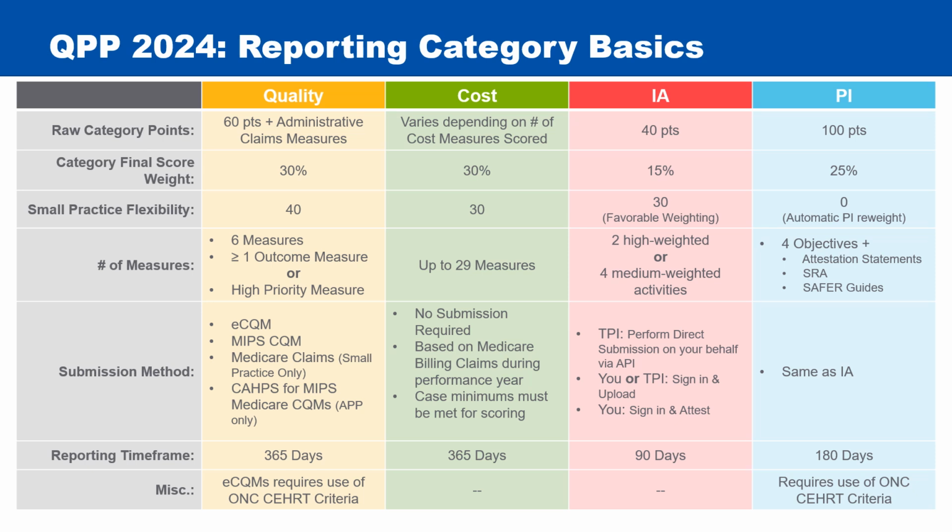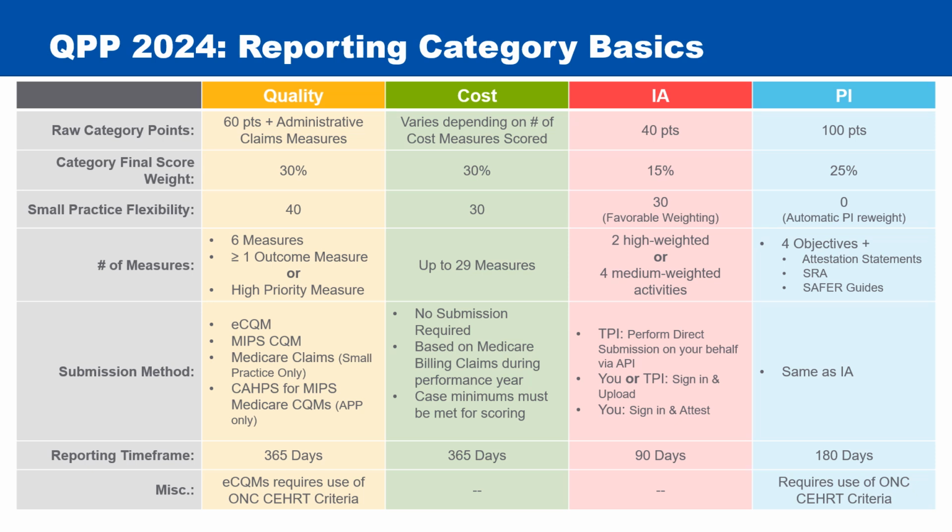Now, the reporting time frame, as I mentioned, is 365 days, and you are required to use the ONC CEHRT criteria. Now, for the cost category, this is going to depend on the number of measures that you trigger for. You have to be able to meet the case minimums for these measures in order to be required to report. There are up to 29 available measures for the cost category for the program for 2024. Again, no submission is required. Your performance is going to be based on the Medicare claims billed during that performance year.